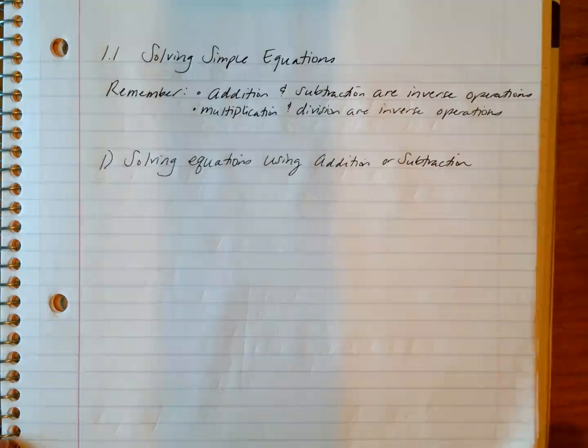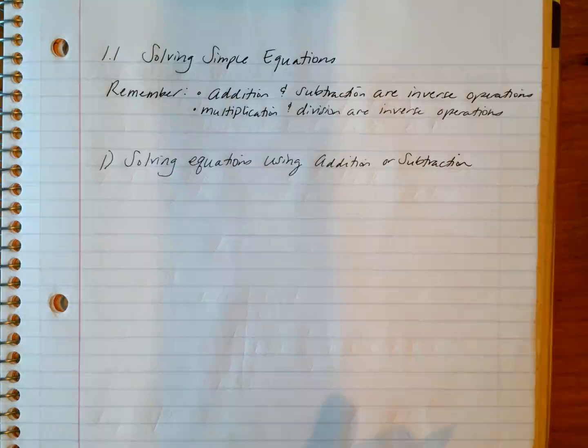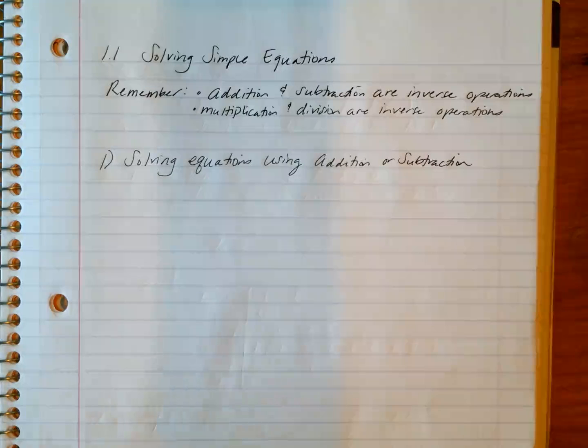Okay, welcome to Solving Simple Equations, lesson 1.1 in your Big Ideas Blue math book. A couple of things we want to make sure that we remember as we head into Unit 1 are our rules about inverse operations. So addition and subtraction are inverse operations, and multiplication and division are inverse operations, meaning that you can use these inverse operations to cancel each other out.